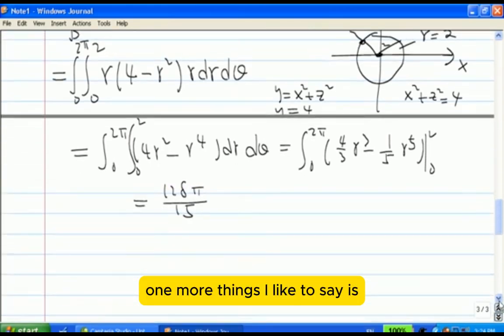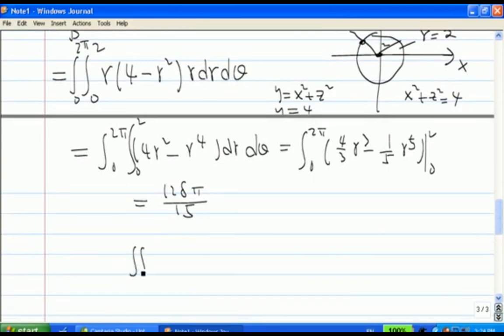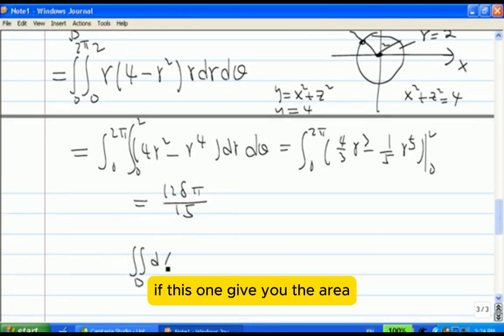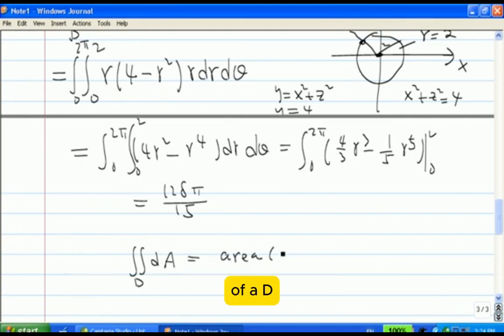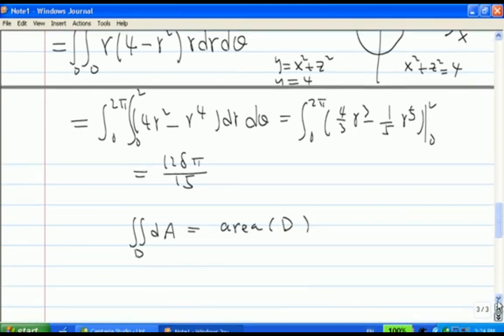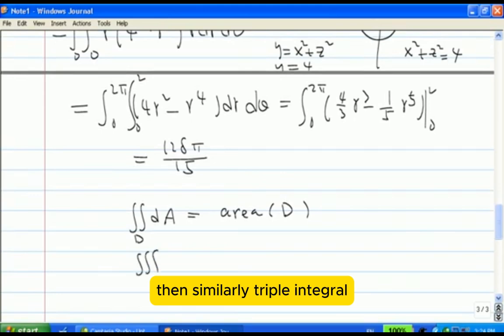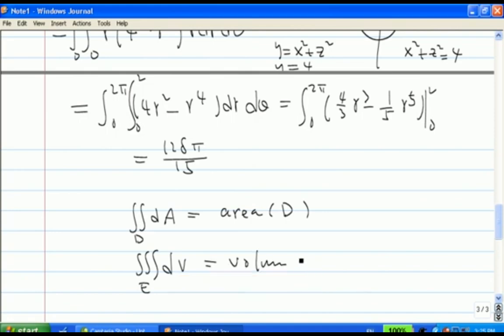One more thing I'd like to say is, if this one gives you the area of D, then similarly, the triple integral gives you the volume of E.